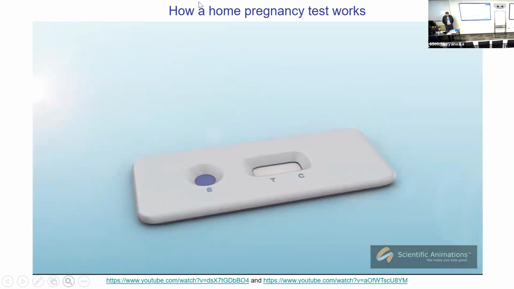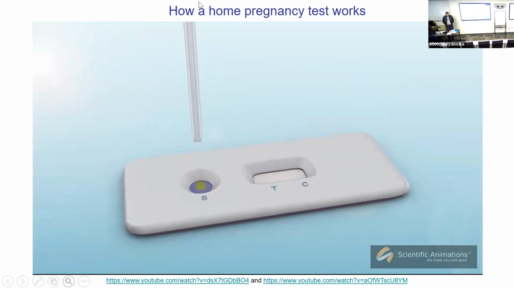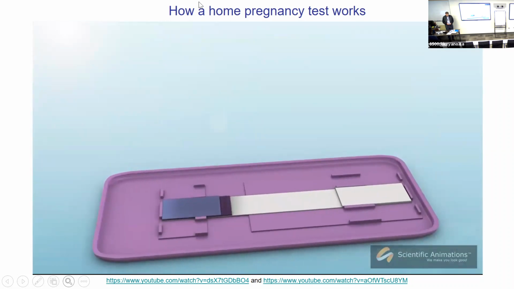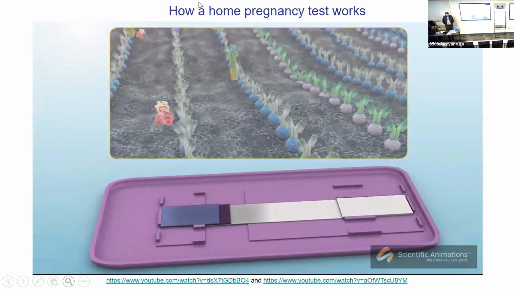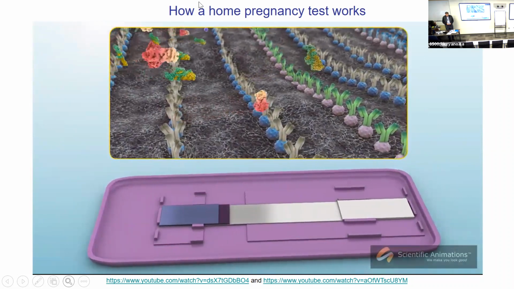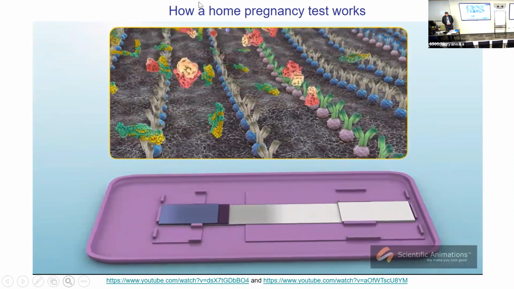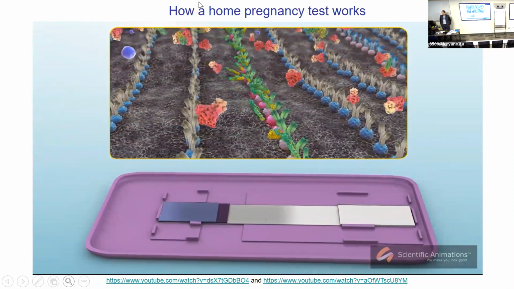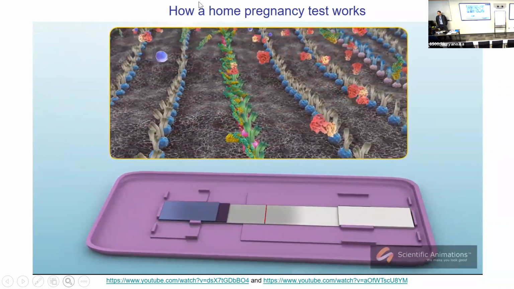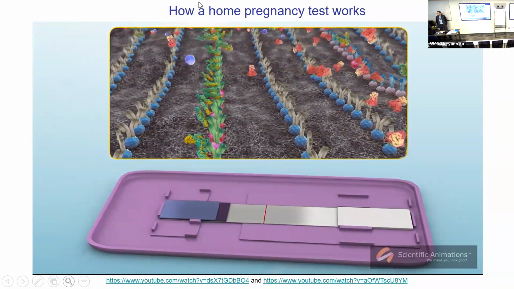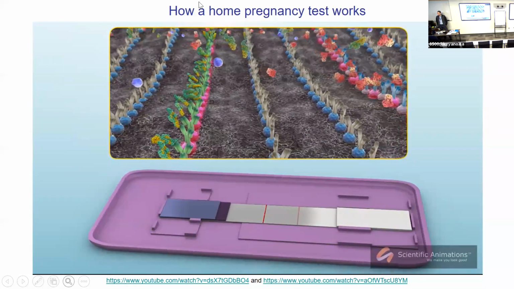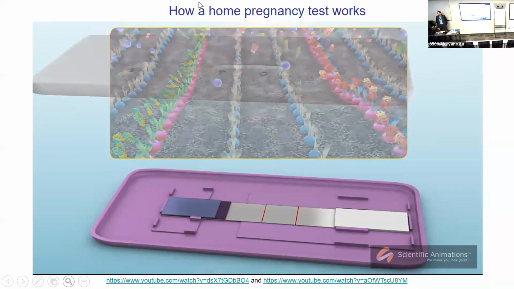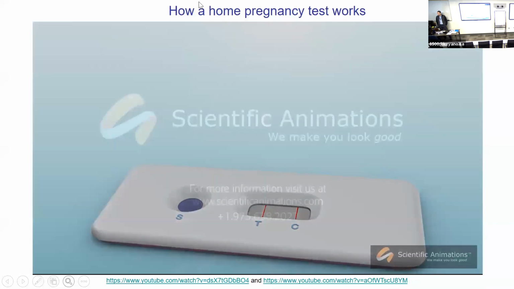HCG levels rise fast and can be measured either through a blood test or a urine test. Home pregnancy tests use urine samples to test HCG levels. The pregnancy test contains antibodies that bind to HCG, which is connected to an indicator molecule that is usually a pigment, the pigment antibody complex. When the HCG enters the region, it selectively binds with the antibody, thus activating the indicator molecule. The pigment is revealed in a line across the region indicating a positive result.